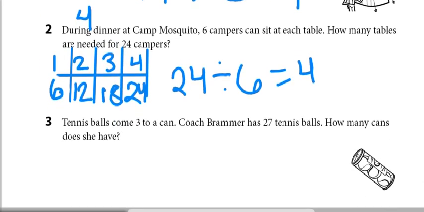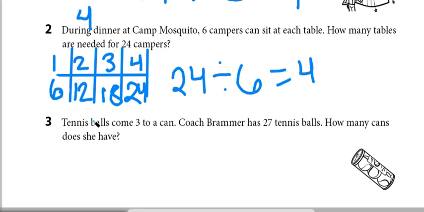The next one is the same type of problem, just solving it using a ratio table. So we know that 1 times 6 equals 6. So we continue the pattern of multiplying by 6. 2 times 6 is 12. 3 times 6 is 18. So we found that 4 times 6 will be 24.